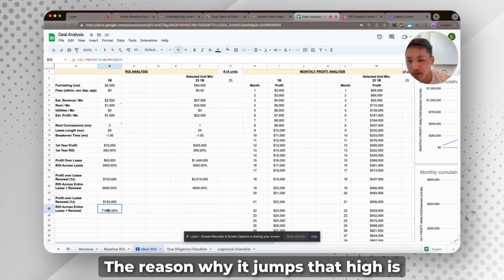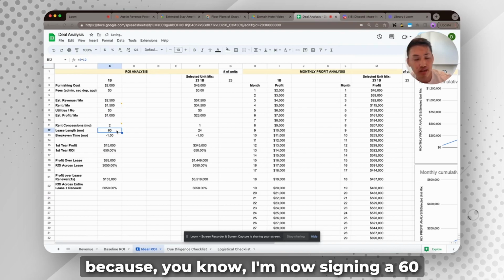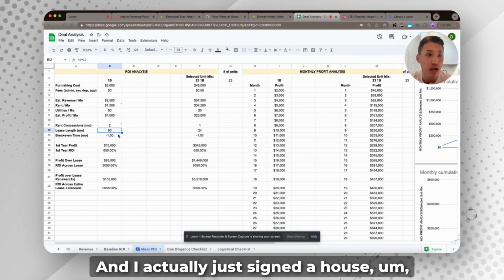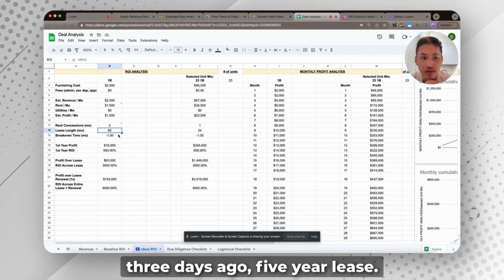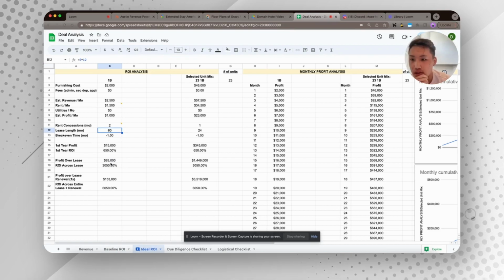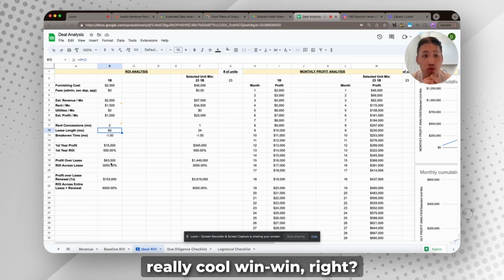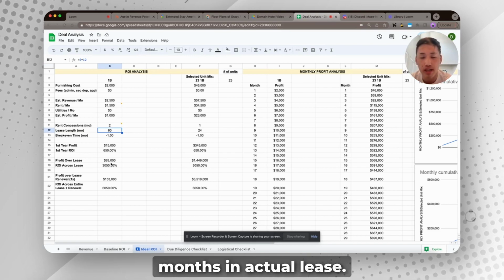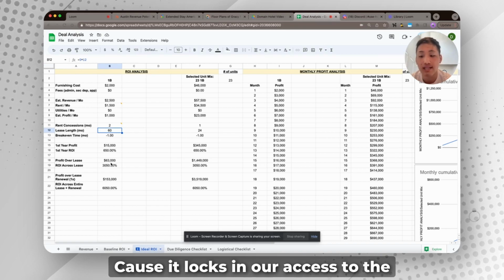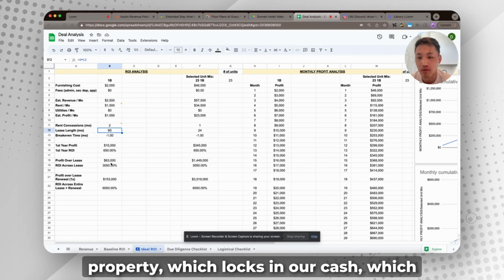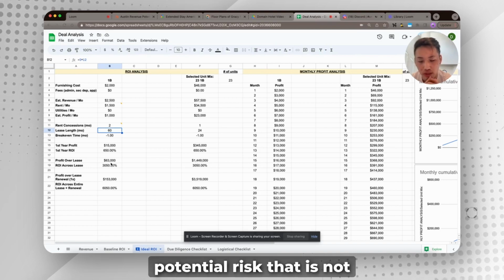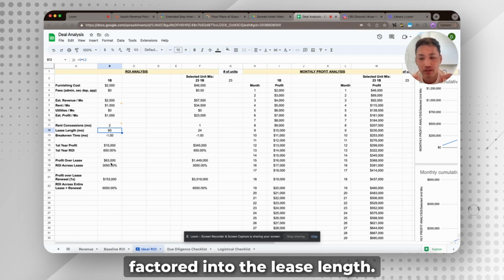The reason why it jumps that high is because I'm now signing a 60-month lease as opposed to a 24-month lease. And I actually just signed a house 3 days ago, 5-year lease. So yes, you can definitely get these. And that is where it's a really cool win-win, right? Because we actually want more months in the actual lease because it locks in our access to the property, which locks in our cash flow, which gives us higher cash flow because we have more months locked in.